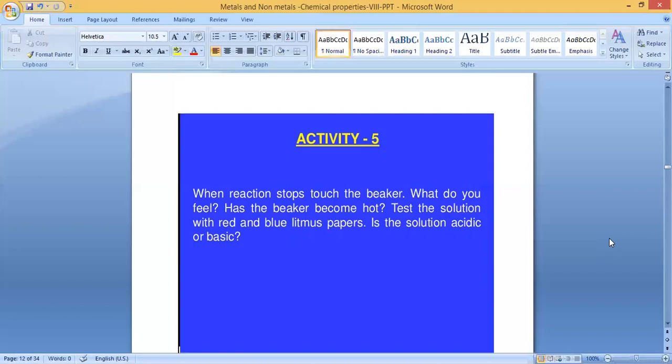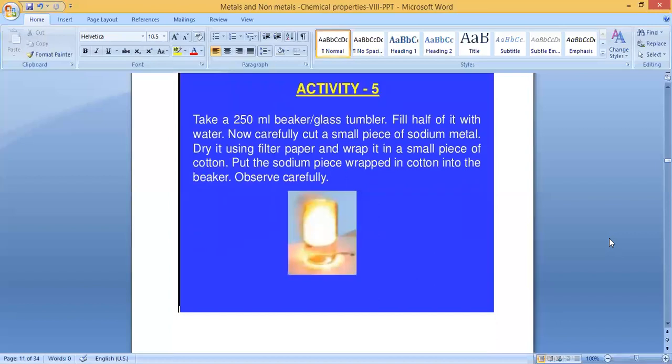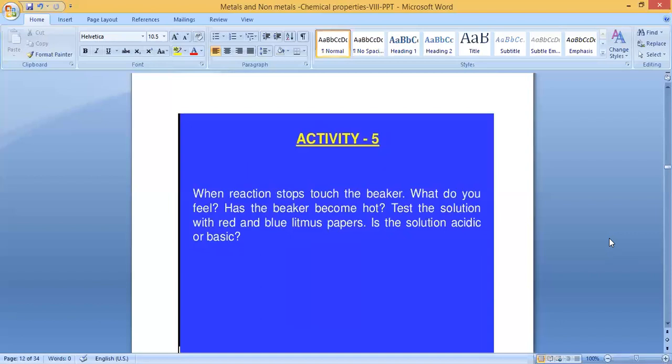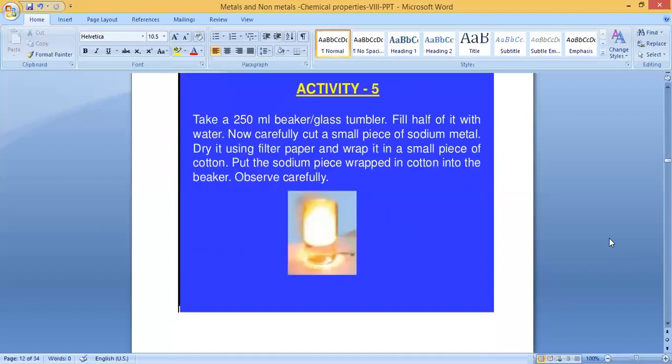Test the solution with red and blue litmus papers. Is the solution acidic or basic in nature? When you mix sodium with water, what will form? Sodium hydroxide will form. A colorless solution forms, which is sodium hydroxide, and hydrogen gas is also liberated. Sodium hydroxide is basic in nature, so red litmus turns blue.